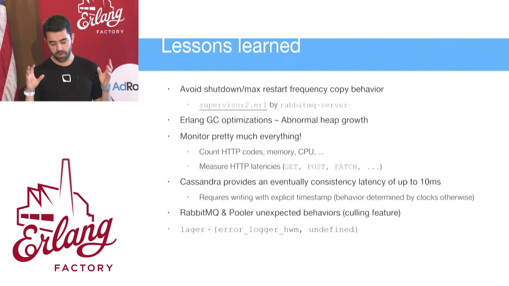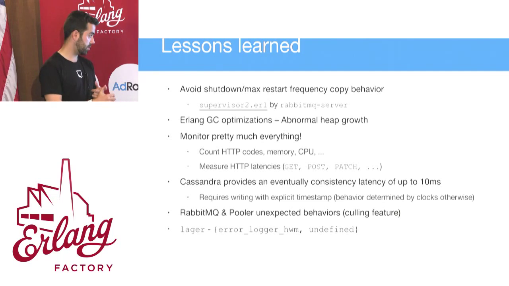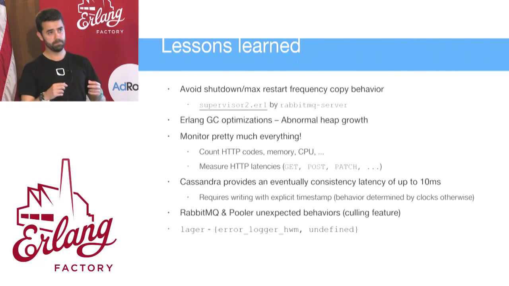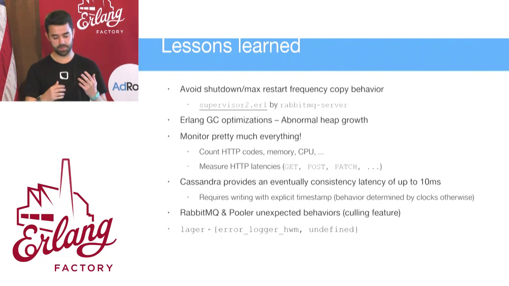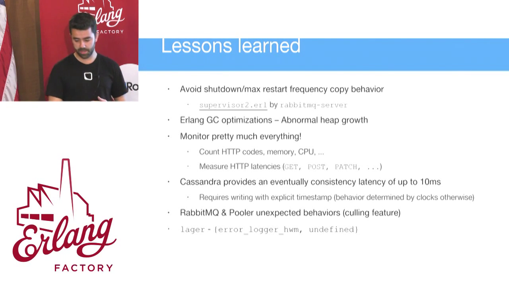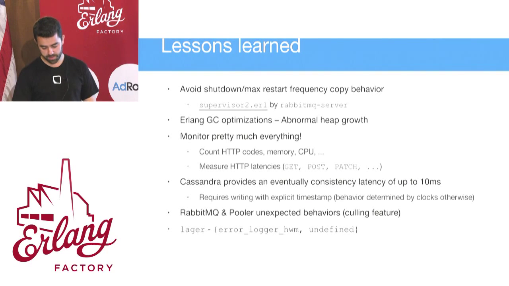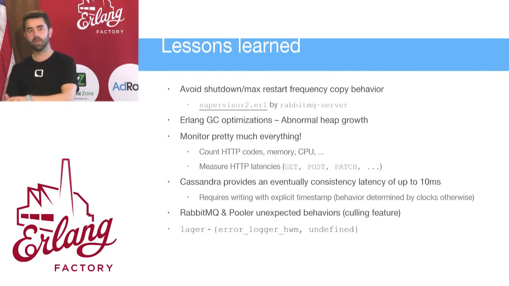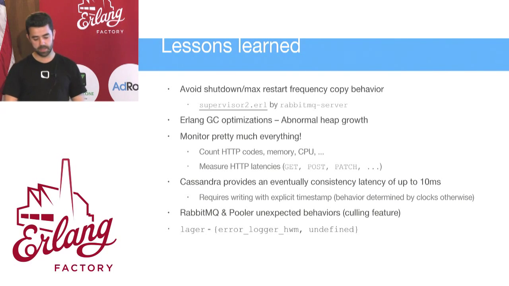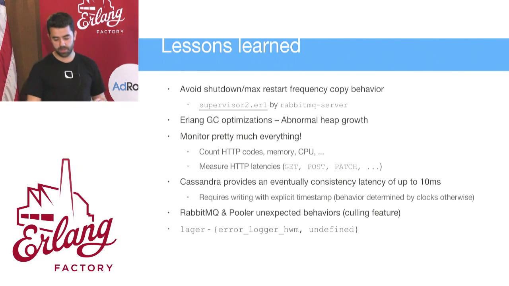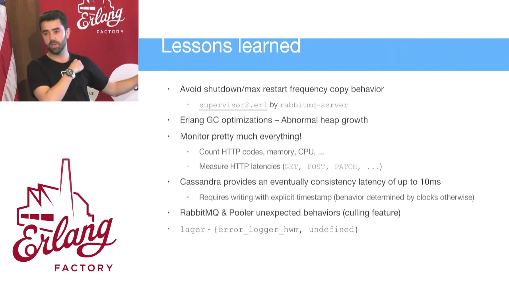Problems we had with Cassandra eventual consistency and not being able to synchronize the cluster times. That's been a pain, but I'm going to skip that because it's more DevOps work. And as I said before, RabbitMQ together with the puller behavior when you're using the cooling feature has been a pain. And last but not least, I think this is a very interesting one.